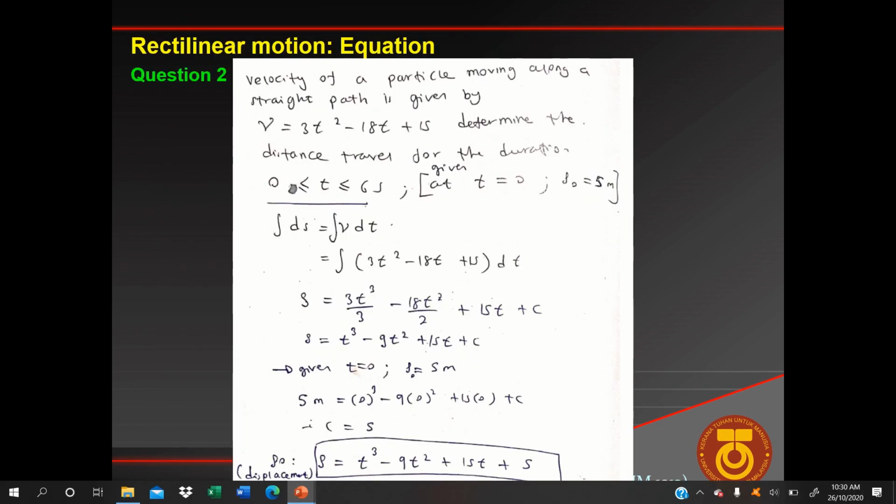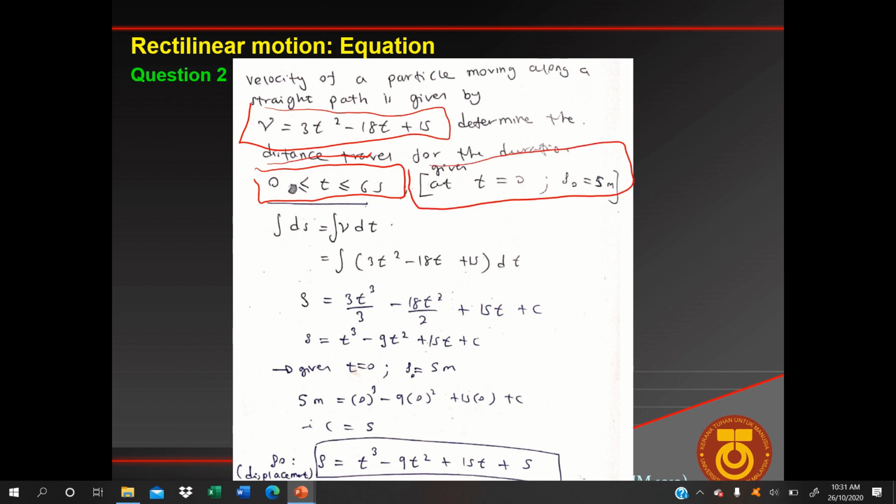The second question here: the velocity of a particle moving along a straight path is given by v equal to 3t squared minus 18t plus 15. Now you are given the equation for the velocity. Determine the distance traveled for the duration of t equal to 0 to 6 seconds. So you need to find the distance traveled. In order to find the distance traveled, you actually need to find the displacement at every important point.